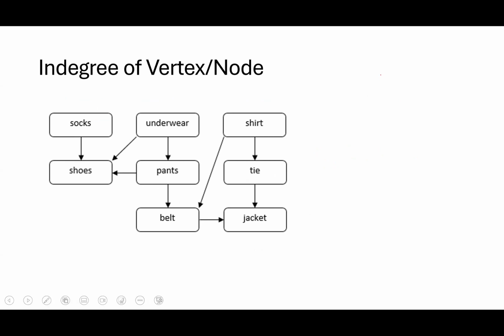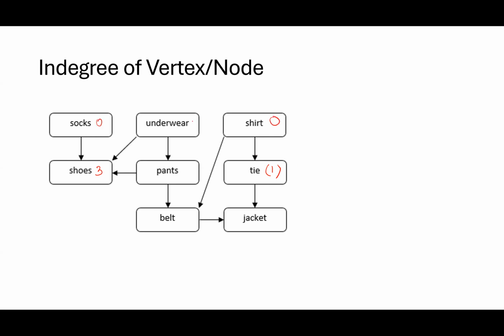So in-degree means the number of dependencies that a node has. So here, suppose for T, how much is the in-degree? Like how many components is it dependent on? In-degree is 1, right? What about shoes? Shoe is dependent on 3 components, right? In-degree is 3.